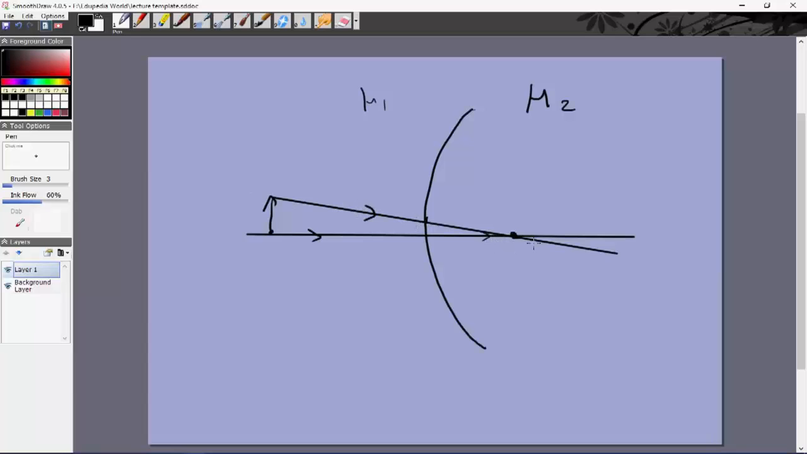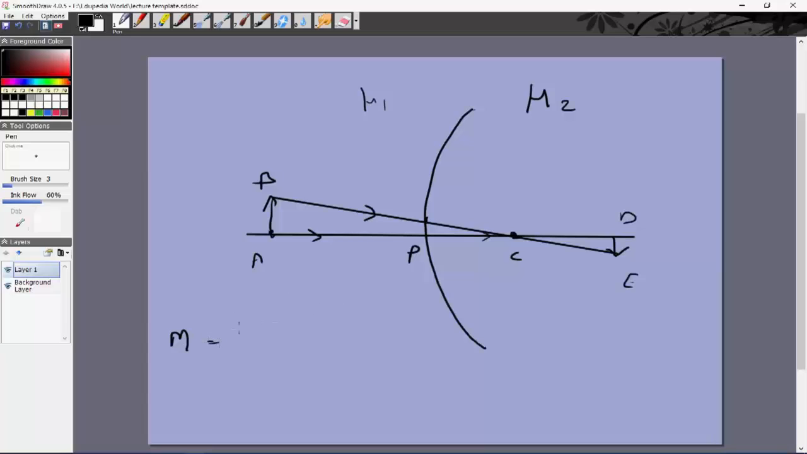So if a ray is going undeviated, then this point has to be the center of curvature. In that case the image will be something like this. This point will have an image here, the upper point will have an image here, so this object will have an image here. Now let's label some things A, B, P, C, D, E. So what is the magnification?